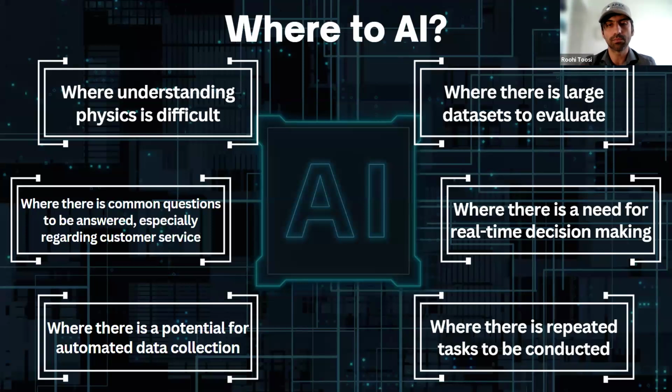Where can you think AI could be applied to your projects and your needs? Well, the most important part, and the area where it excels, is where understanding the physics is difficult, where you have a physical system that is hard to understand numerically or conceptually with formulas and analytical methods, to understand what's going on in the physics of it.